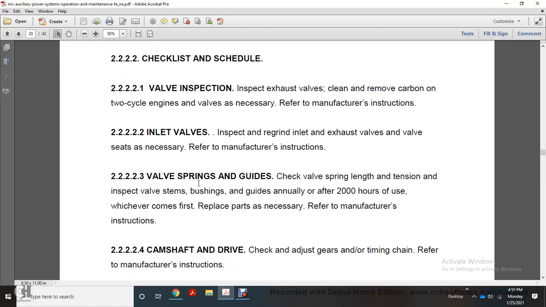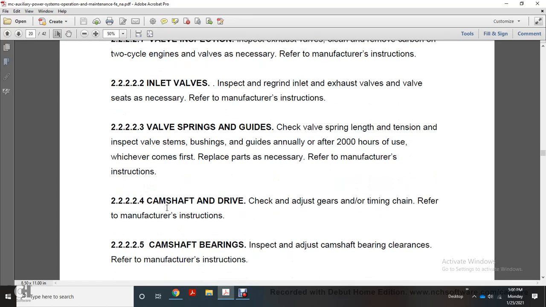Valve springs and guides: check valve spring length and tension, and inspect the valve stem with the bushing guides annually or after 2,000 hours of use, whichever comes first. Replace the parts as necessary. Refer to manufacturer instruction. Camshaft and drive: check the adjustable gear and timing chain. Refer to manufacturer instruction. Camshaft bearings: inspect and adjust the camshaft bearing clearance.